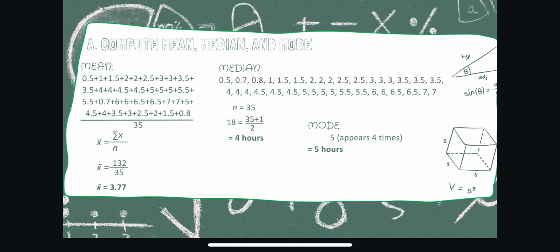For letter A, we computed the measures of central tendency, which are the mean, median, and mode, to identify the average and most common time spent by NBSC students on social media each day. First, to get the mean.